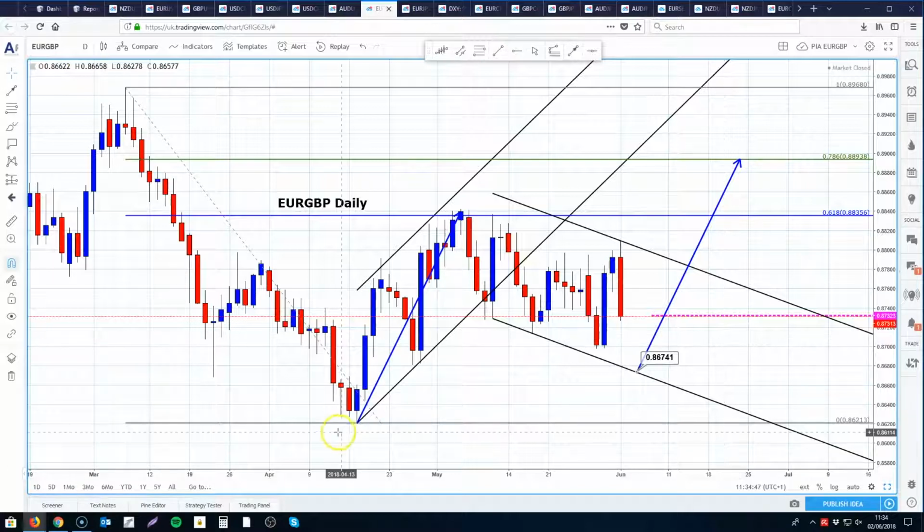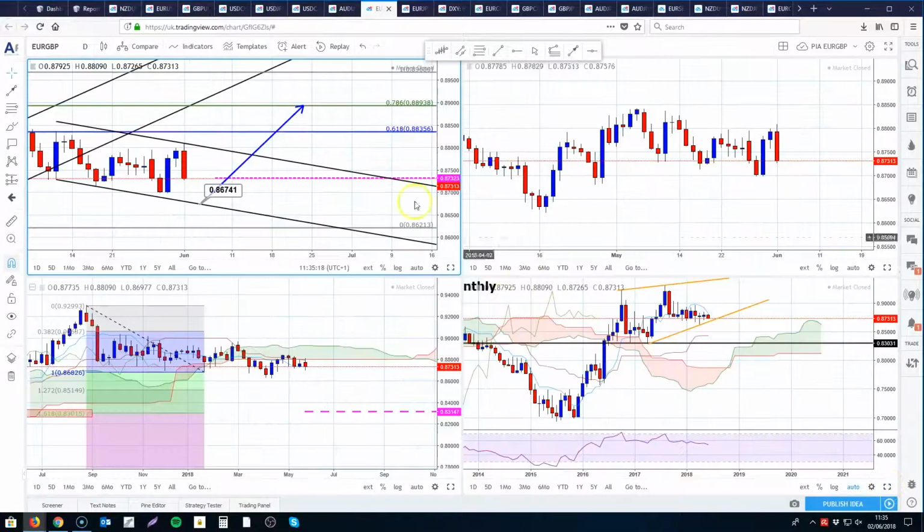One interesting factor here is an A, B, C, D formation from the base of the channel at the beginning of the week, which is around about 86.74, would take us up to the 78.6% pullback level at 88.94, and then form a potential Gartley pattern to take this cross currency lower. So at the moment, pretty mixed. We'll be monitoring this level for a reaction to the upside.